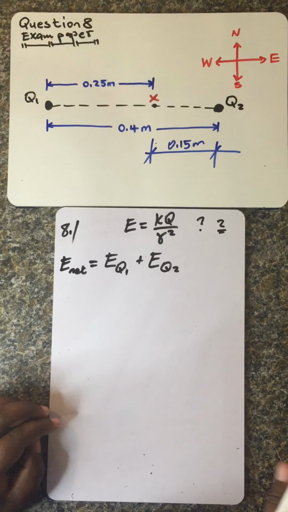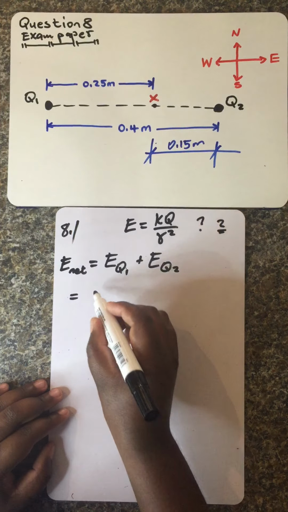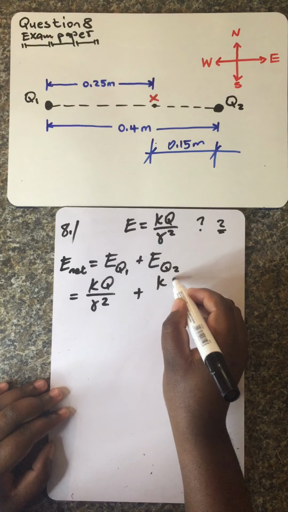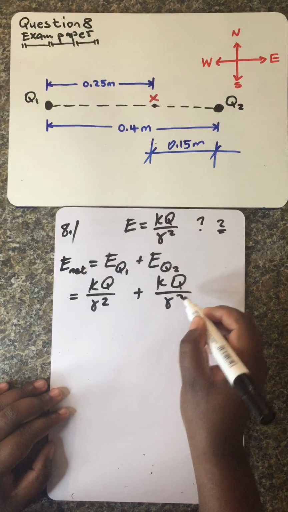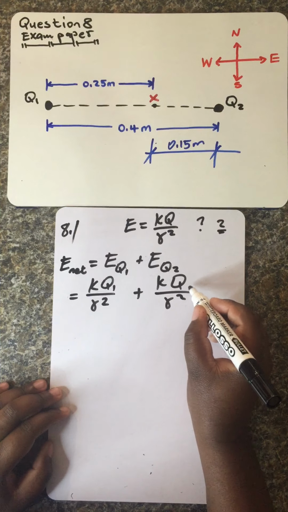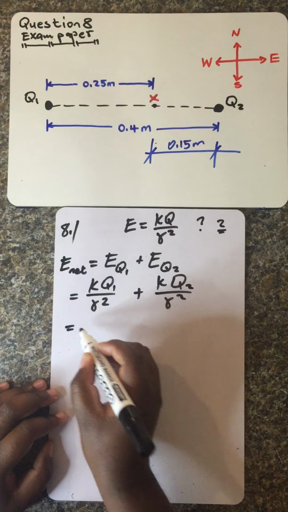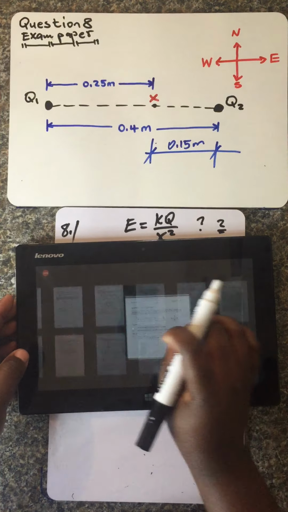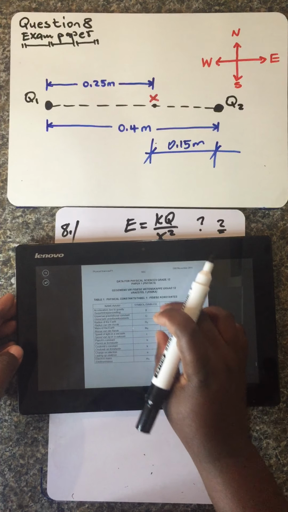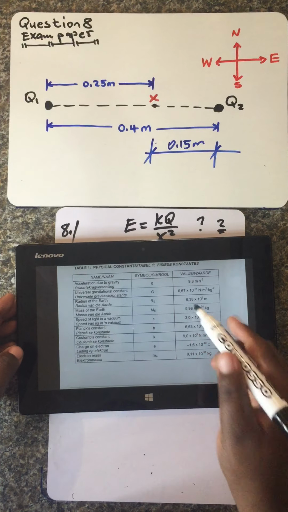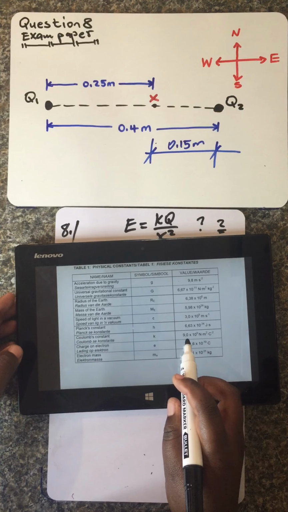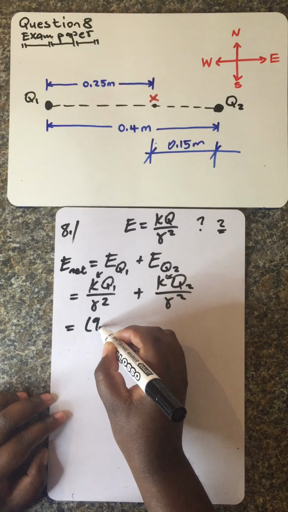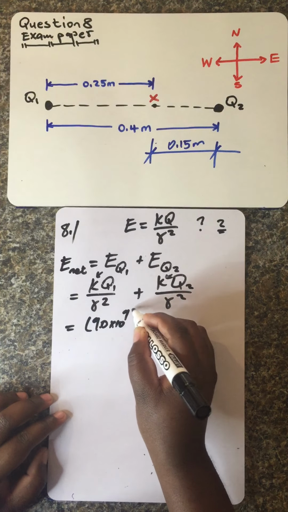So now let's substitute. We can just expand that formula. We know it's K charge over R squared, then you plus K charge over R squared. Let's now specify Q1 and Q2. Now remember, guys, this K is a constant. It's given to you. Let's just go and check the physical constants. Can you see physical constant? That K is 9.0 by 10 to the exponent 9. Very, very much important, ladies and gentlemen. It's 9.0 by 10 to the exponent 9.